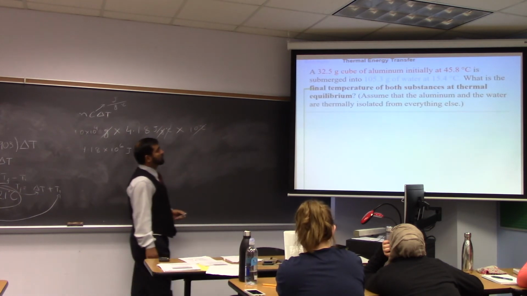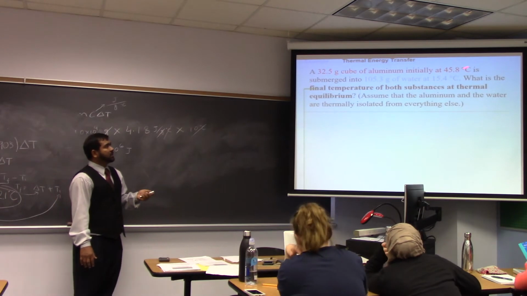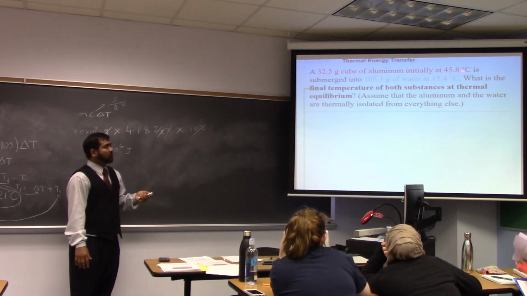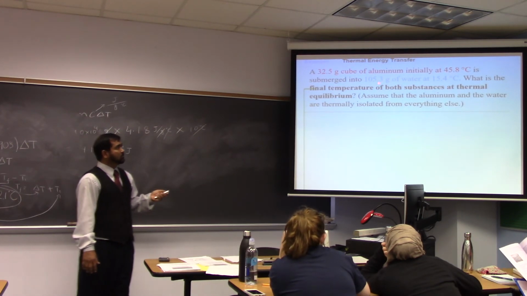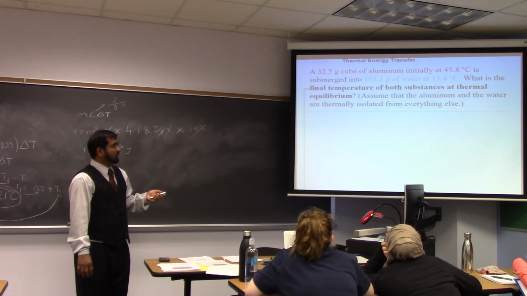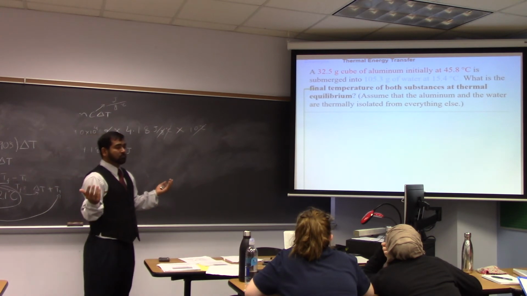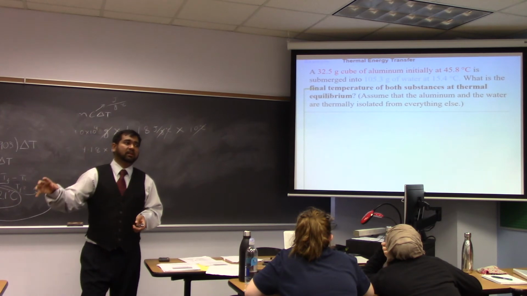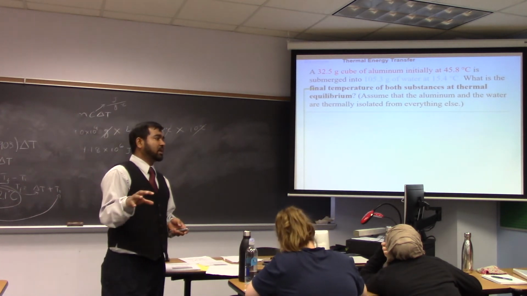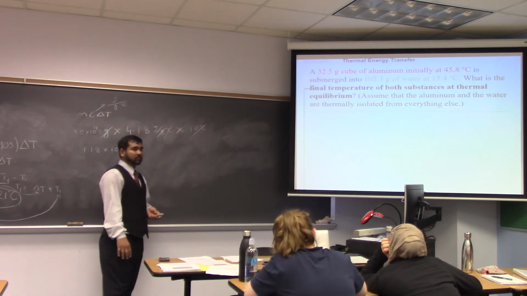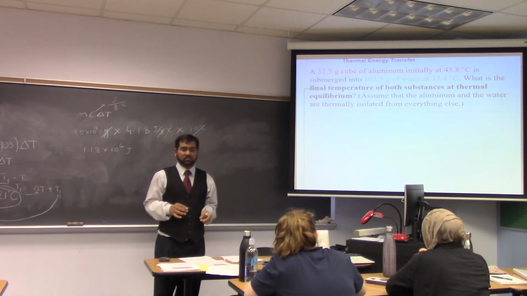Let's see a problem. You have a cube of aluminum. Initially it was at a little bit higher temperature, 45.8. That is submerged into water, which is 15.4 degrees. And then finally, both come to equilibrium. They mix up and reach a final temperature. Is the final temperature going to be the same for both or two different? Same for both, yes. They finally meet at a middle temperature.